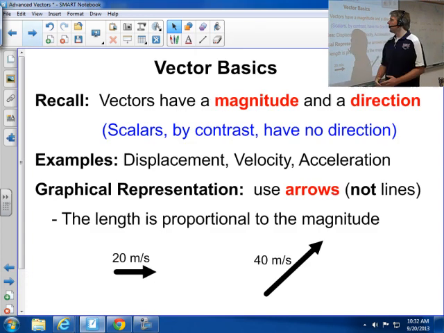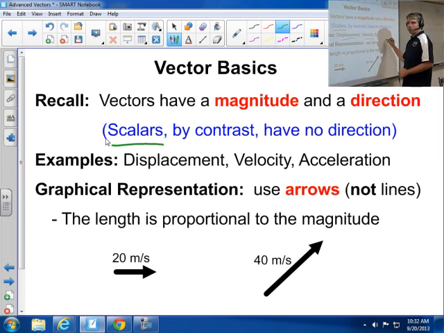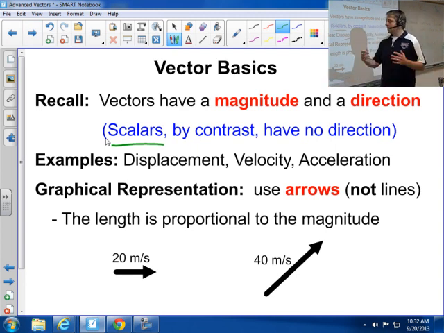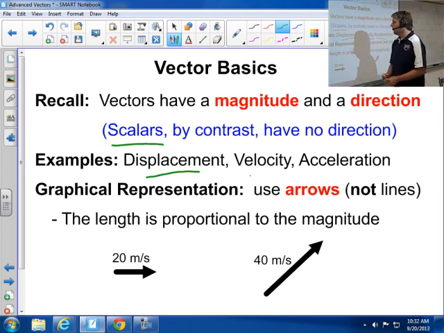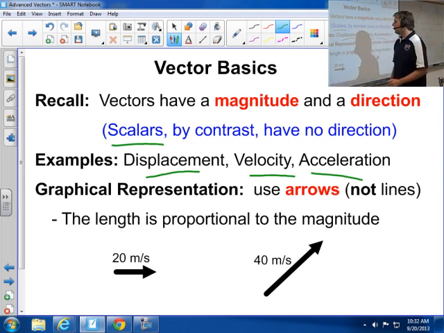Let's go back over vector basics for a moment. You'll recall that vectors are mathematical objects that have both a magnitude and a direction. This is in contrast to scalars, which were things like your height that had no direction whatsoever. We've already studied a lot of vectors in this class. Displacement, velocity, acceleration, all of which are vectors. Remember, they all had a direction.